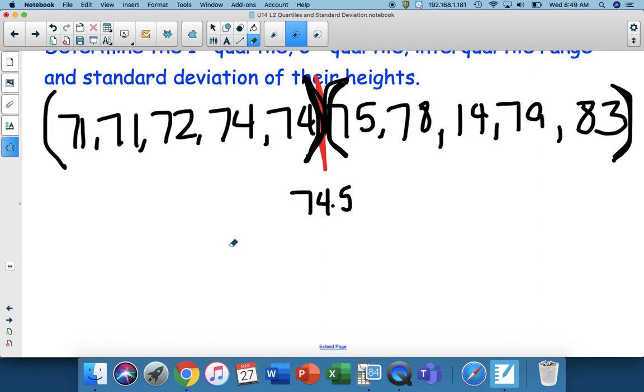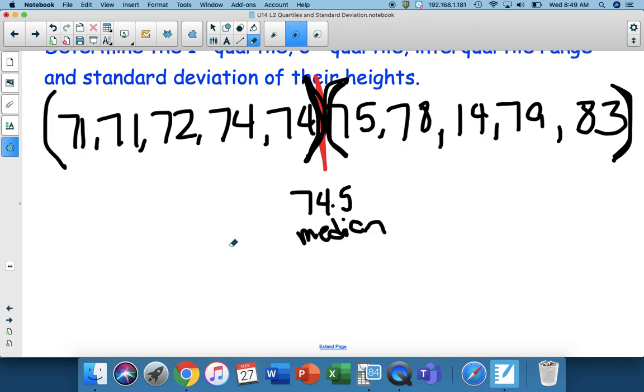All right, so that's how you cut a list in half. You find your median, all right, and then you cut the list in half from there. You don't include your median in the list, okay? All right, so now we gotta find the median of each half, and that's gonna be our Q1 and our Q3. So this is our median, don't forget.